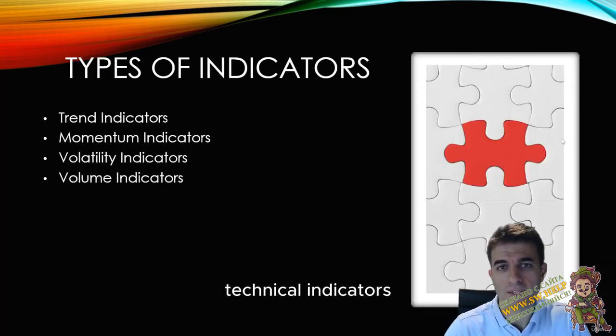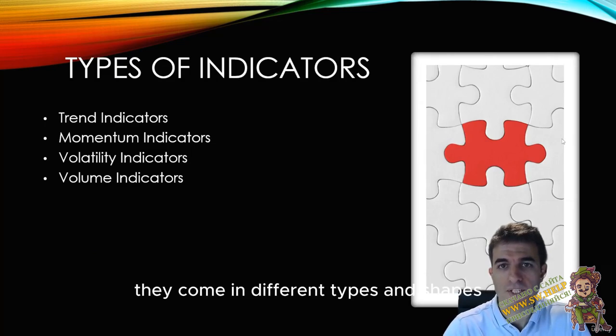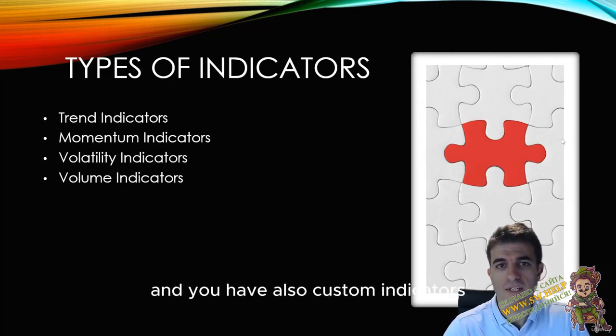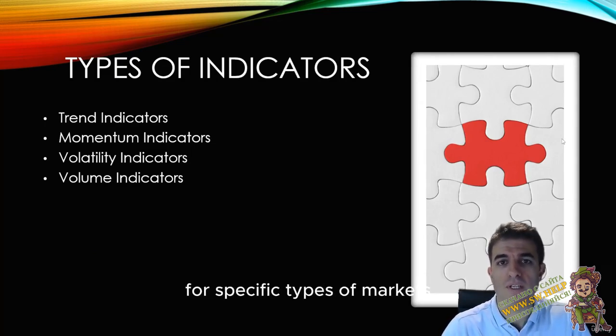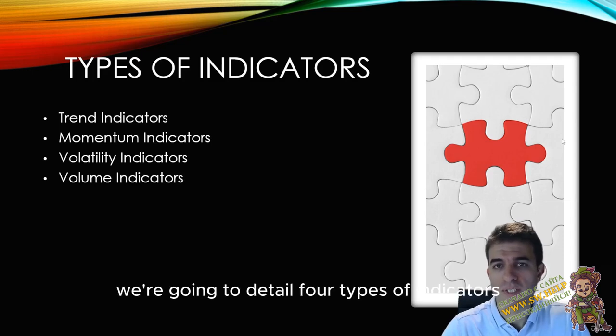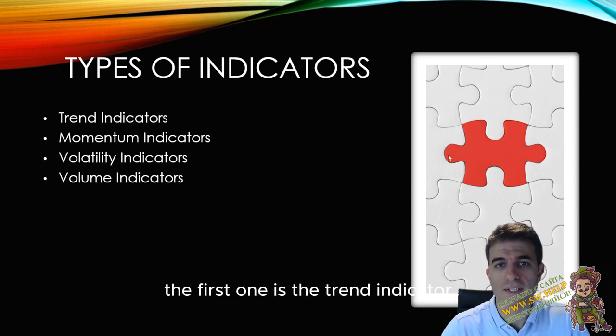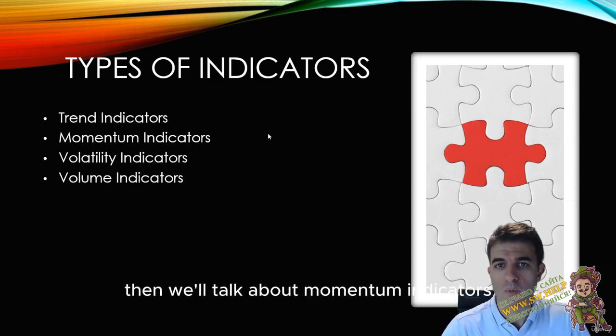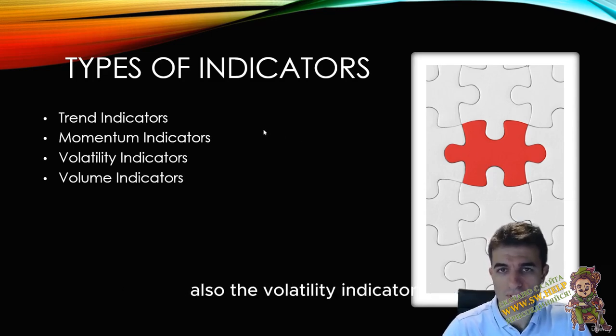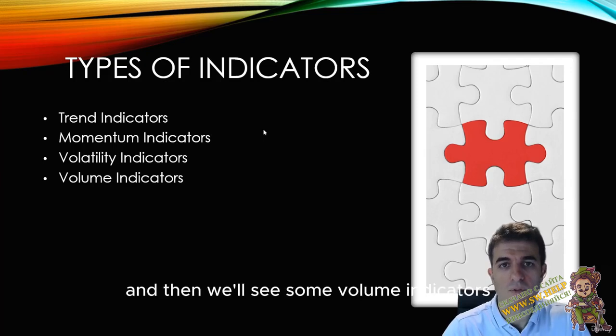Technical indicators come in different types and shapes, and you also have custom indicators for specific types of markets. For this course, we're going to detail 4 types of indicators. The first one is the trend indicator. Then we'll talk about momentum indicators, also the volatility indicators, and then we'll see some volume indicators.